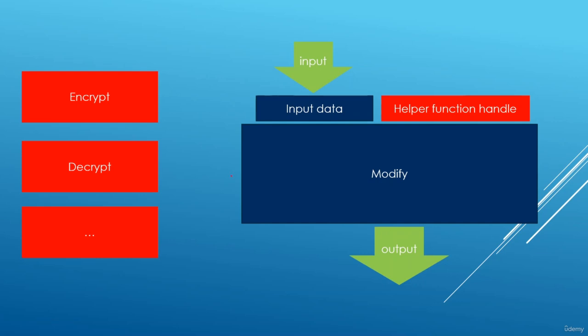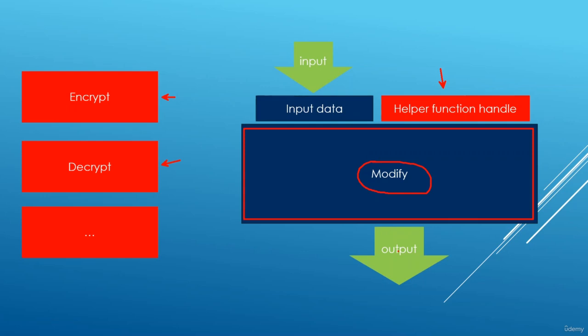For example, suppose we have a function whose job is to modify text data, and we don't want to hardwire in the logic to modify text. We want the ability to either, for example, encrypt or decrypt in our modify function, and we can achieve this by not directly doing the modification in the body of our modify function here, but by passing a function handle as input to this function. And when we need to do the modification, we will call this function through this function handle and apply the modification, and then we're going to get the output from our modify function here.